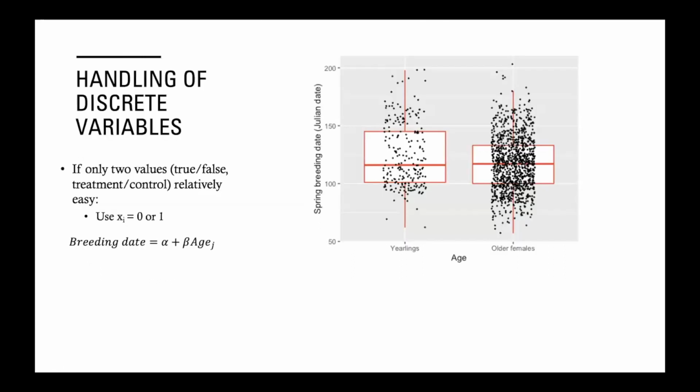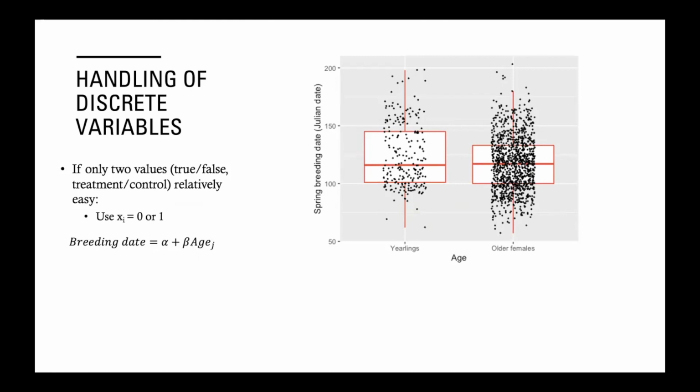And we can also do the same thing for discrete variables, but the calculations are perhaps not quite as intuitive. We're going to start with discrete or categorical variables that have only 2 levels. So in this case, we're essentially talking about a t-test, comparing the spring breeding date of yearlings to older females. But we can represent this t-test as a general linear model, where we're modeling the breeding date of individual females as being equal to some intercept plus some effect of being in category J.